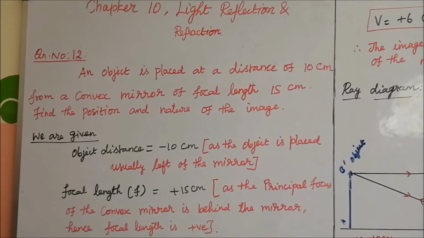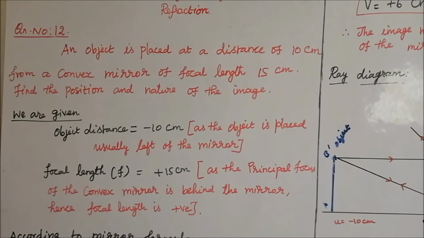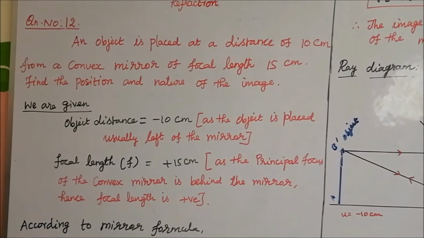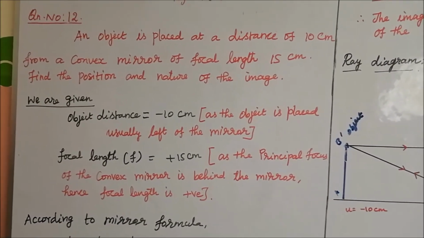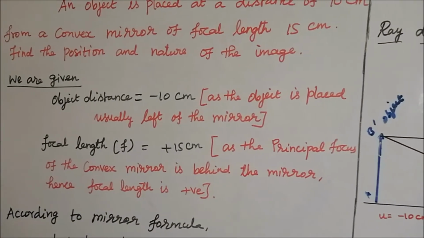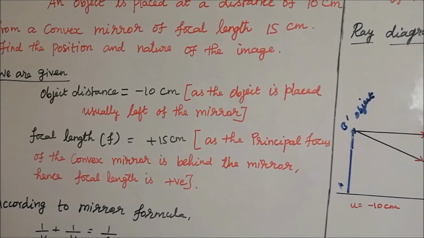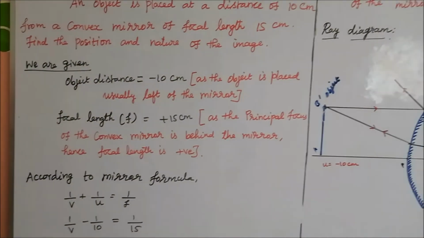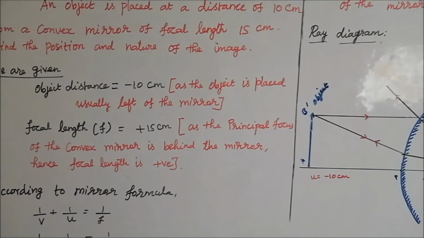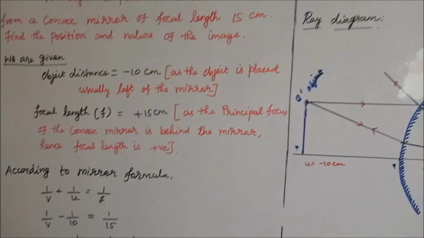Question number 12. An object is placed at a distance of 10 cm from a convex mirror of focal length 15 cm. Find the position and nature of the image. To answer this question, we are given the object distance, that is minus 10 cm. The object distance has a negative sign because the object is usually placed left of the mirror. The focal length F is equal to plus 15 centimeter.